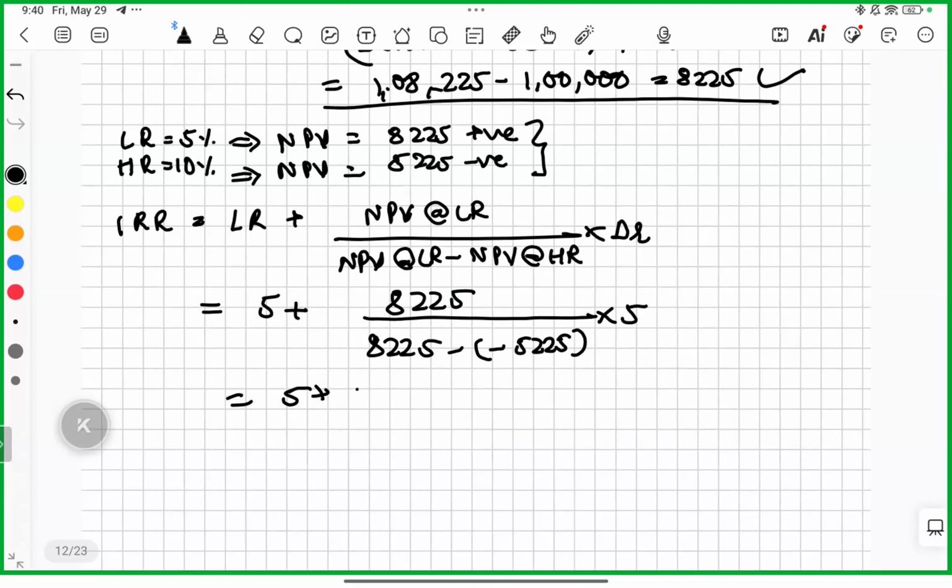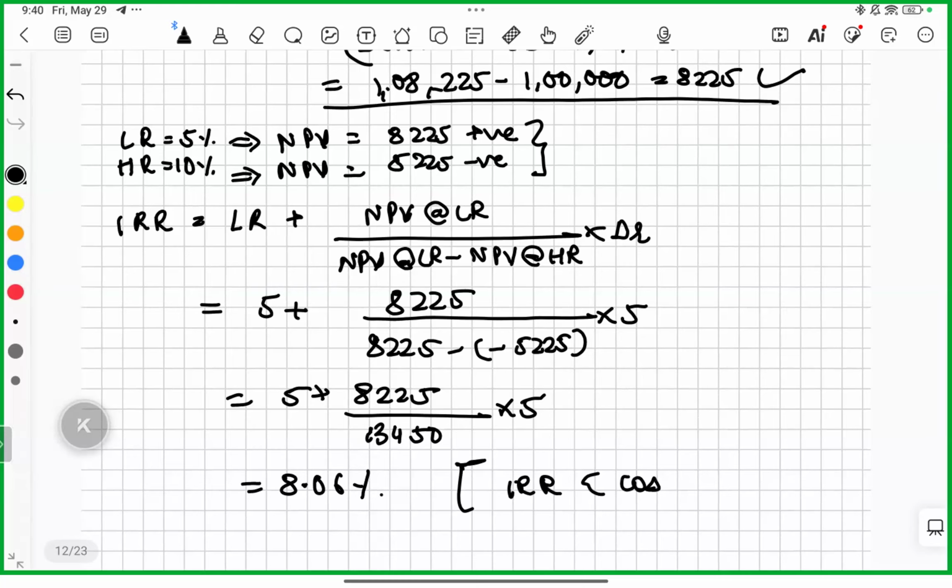So 5 plus 8225 upon 13,450, into 5, is 8.06%. Okay. And since your IRR is less than your cost of capital, that is your benefit is less than cost, you will reject the proposal or reject the project.